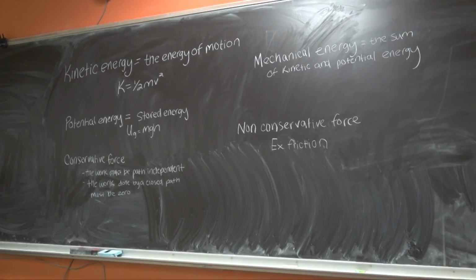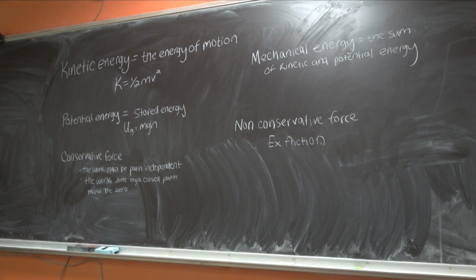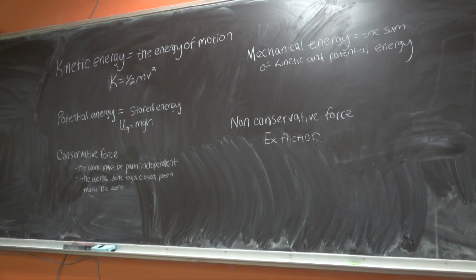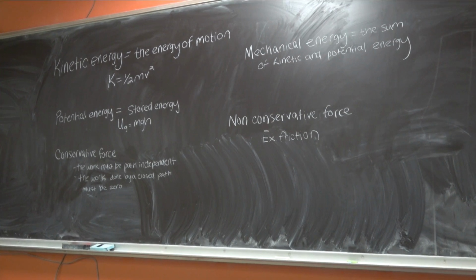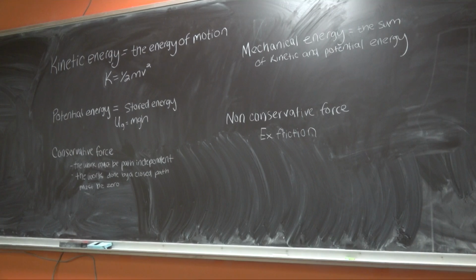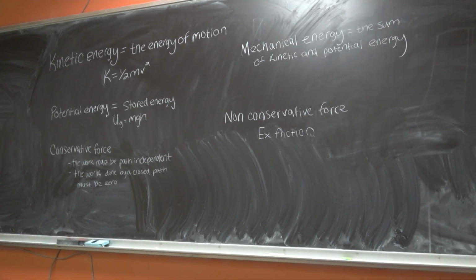Conservative force: the work must be path independent. The work done by a closed path must be 0. If the force does not meet the criteria, it is a non-conservative force. Example, friction. The car experiences friction when moving down the track.